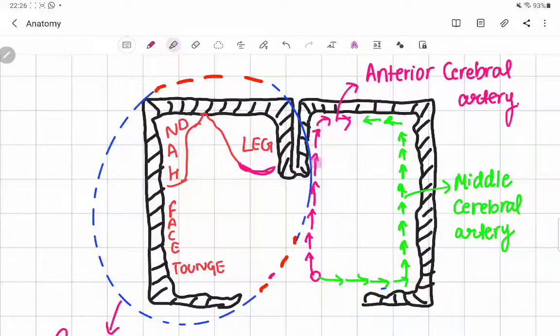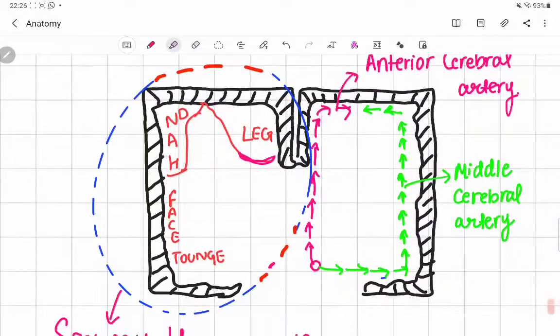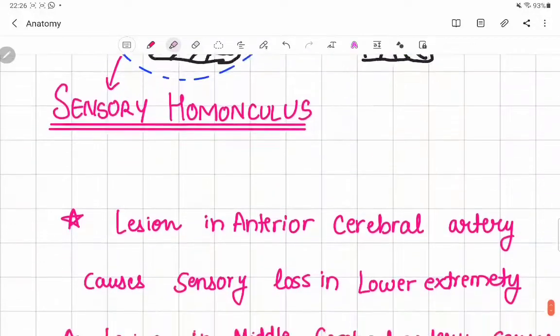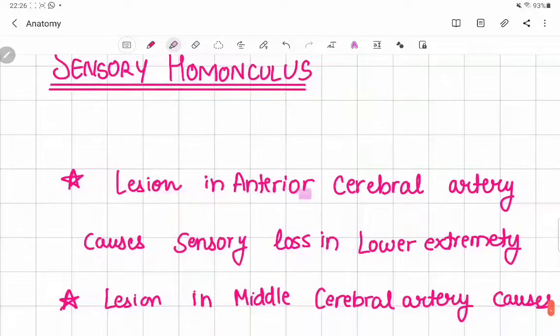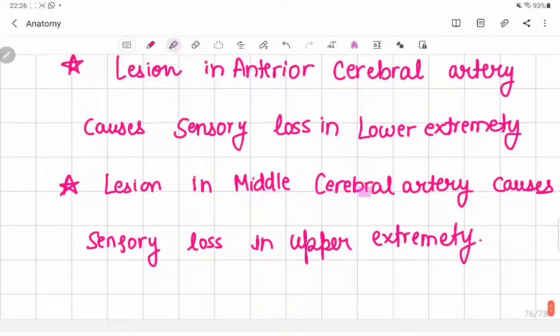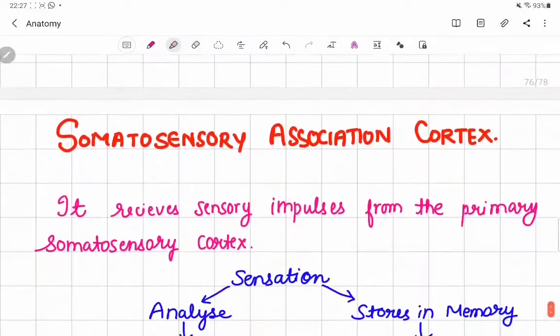The artery which is supplying this part is called the anterior cerebral artery, and the artery which is supplying this part is called the middle cerebral artery. All right. So now let us look at the same thing which we saw in the last video. Lesions in the anterior cerebral artery can cause a sensory loss in the lower extremity, and a lesion in the middle cerebral artery causes sensory loss in the upper extremity. This is the same thing which we have seen in the last lecture.